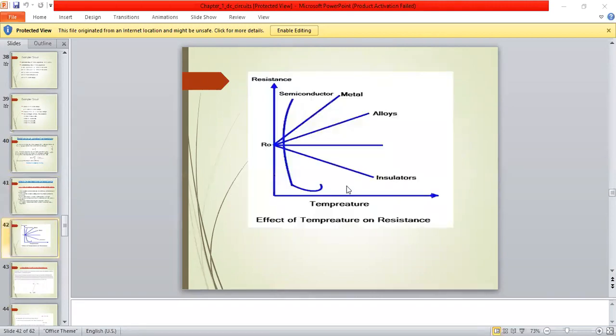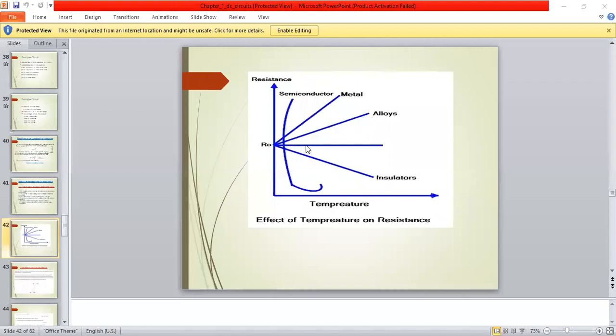Okay. So this is the graphical representation for the variation of resistance with temperature. Yes, see here, for the metals line, this one, there is an increase in resistance as the temperature increases. जैसे temperature increase होगा, resistance भी increase होगा. Similarly, for alloys, there is also increase in resistance with increase in the temperature.